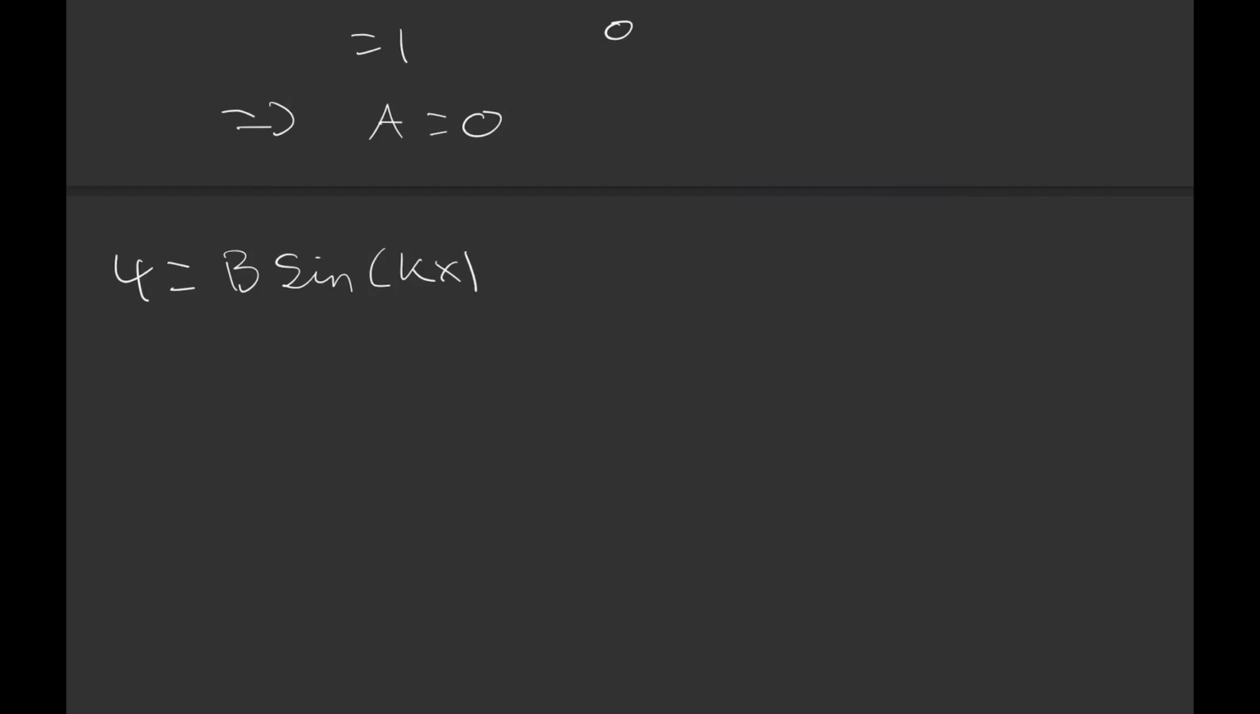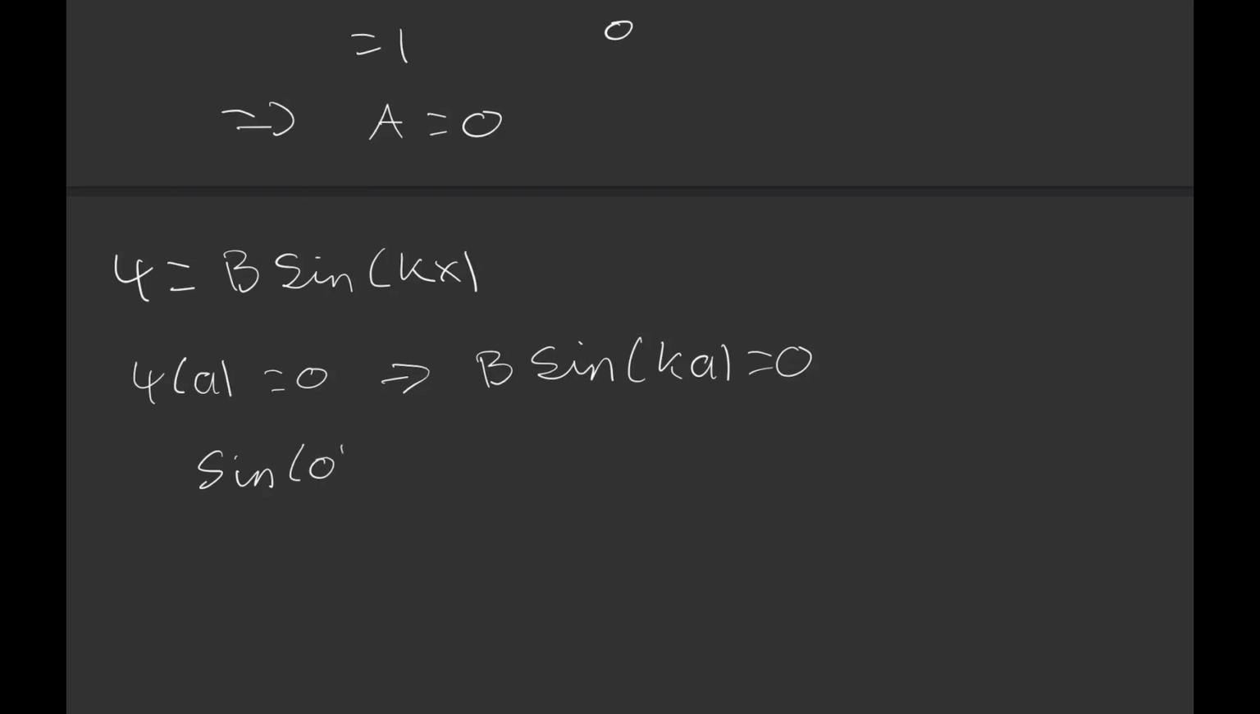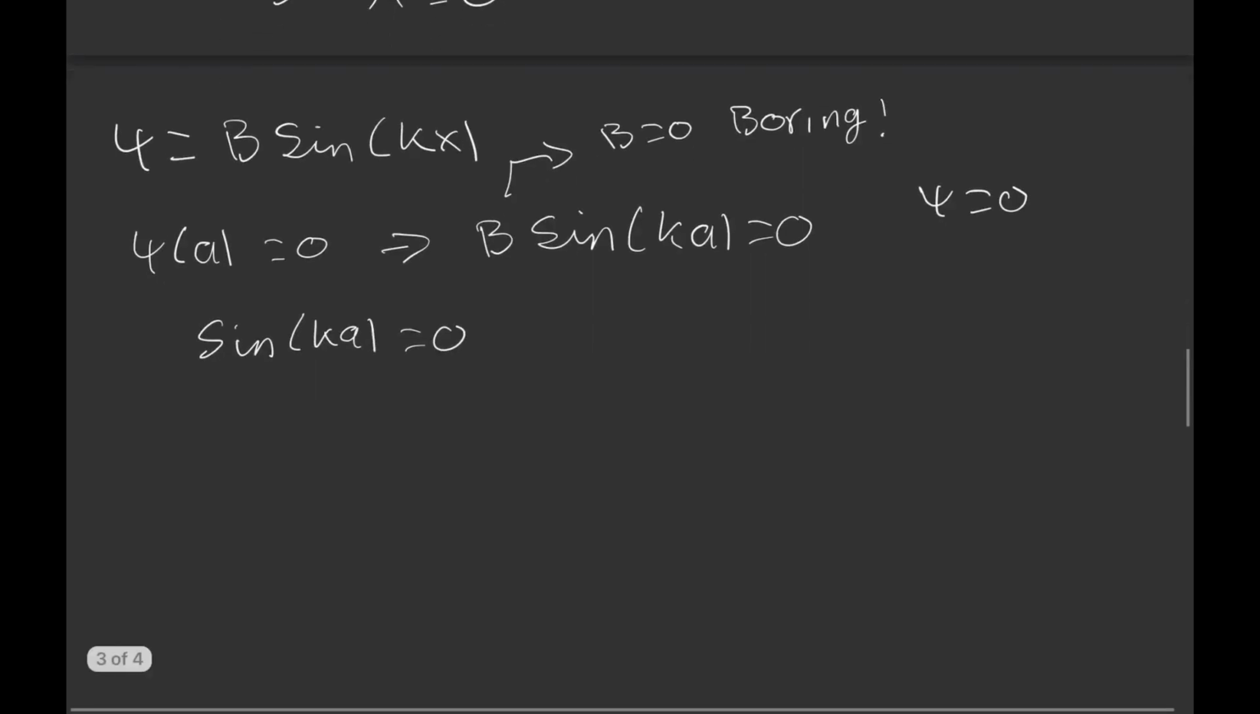Now we use the fact that it is equal at position a to 0, which means that b times the sine of kappa a is 0. Well, now we have to solve this, but of course this is 0 if the sine of kappa a is 0. Well, of course b can also be 0, but that is the boring case, because then you just have psi is 0. So we want to find a non-trivial solution only.